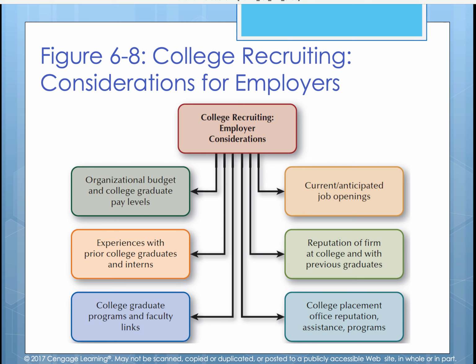And so when we look at the considerations for employers, here's all the different things that you're looking at: the budget and the pay levels of college graduates, the current and anticipated openings that you have for jobs, the experiences of prior college graduates and interns, the reputation of your company at that college and with previous college graduates, and then any graduate programs and faculty links that you can consider, and then the placement of the college, with the reputation of the office and any assistance and programs. So all of these things are factored into your considerations. There is some great fruit that can come from college recruiting.